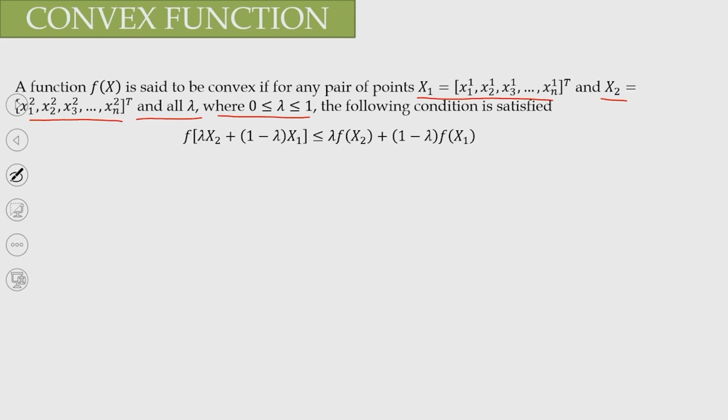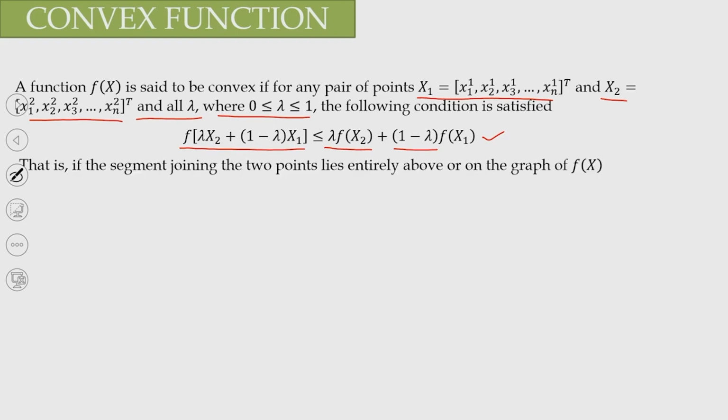So, what is this condition? The function value at lambda x2 plus (1 minus lambda) x1 is less than or equal to lambda f(x2) plus (1 minus lambda) f(x1). If this condition is satisfied for any value of lambda, then we will say that this particular function is a convex function.